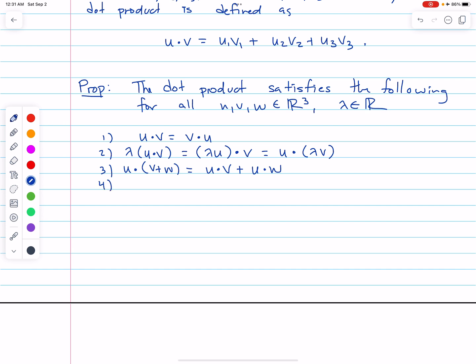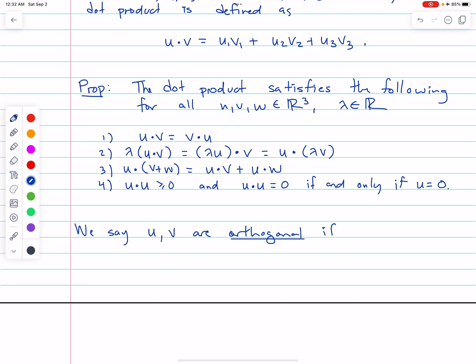The fourth property is that although the dot product of two arbitrary vectors can be negative, the dot product of a vector with itself is always non-negative, and U dot U is equal to 0 if and only if U itself is equal to 0. We say that two vectors, U and V, are orthogonal if U dot V is equal to 0. That's how we define what it means to be orthogonal.